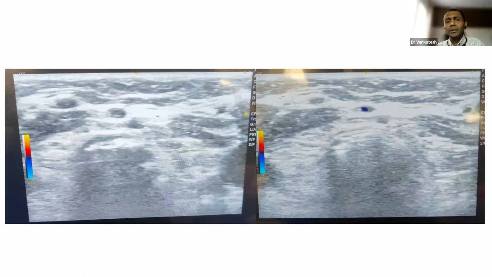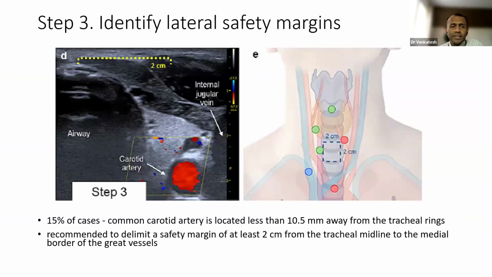So we had to shelve this procedure, and it was extending from top to bottom. So the next step is to identify lateral safety margins. So likewise, you put the probe, you try to appreciate the lateral structures. This is the trachea, half of the trachea which you are seeing on the right side. So try to appreciate the anatomy and blood vessels.